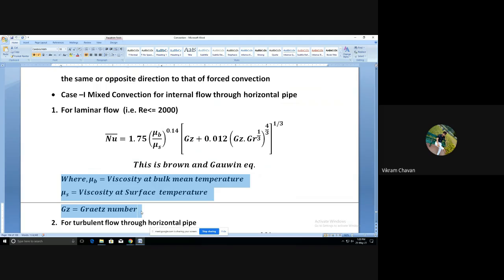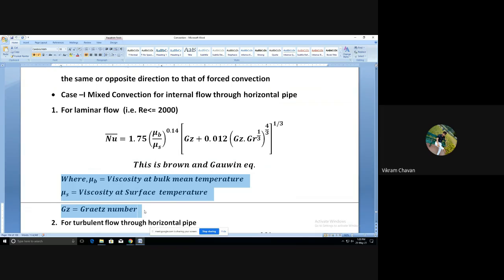Now you are familiar with this term, bulk mean temperature or mean film temperature. It is the average temperature of the surface and the fluid. So mu suffix b is equal to the viscosity at bulk mean temperature, and mu suffix s is equal to the viscosity at surface temperature.